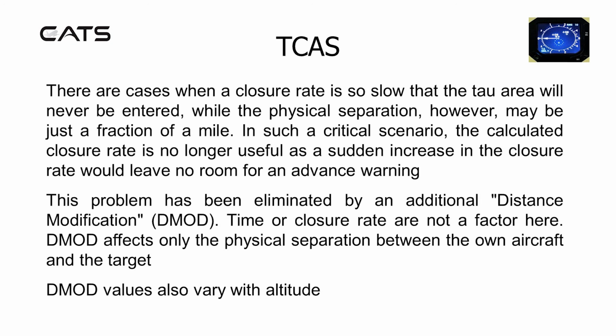There are cases when a closure rate is so slow that the TAU area will never be entered, while the physical separation, however, may be just a fraction of a mile. In such a critical scenario, the calculated closure rate is no longer useful, as a sudden increase in the closure rate would leave no room for an advance warning. This problem has been eliminated by an additional distance modification, DMOD. Time or closure rate are not a factor here. DMOD affects only the physical separation between the aircraft and the target. DMOD values also vary with altitude.